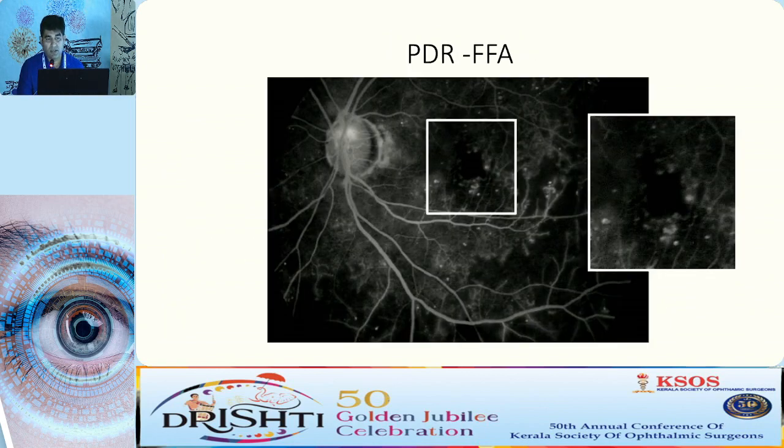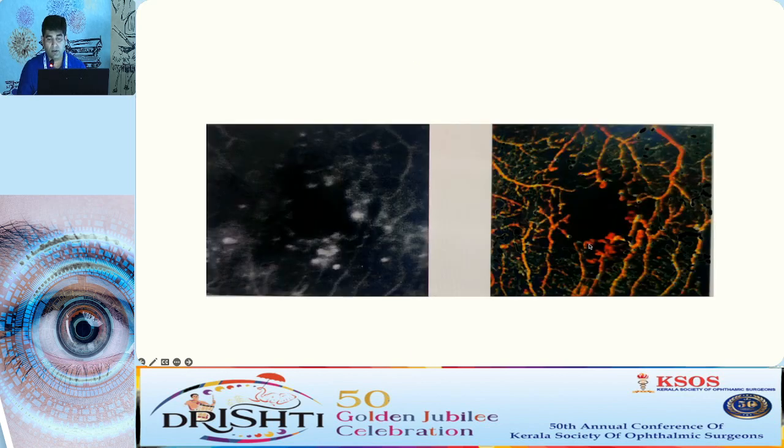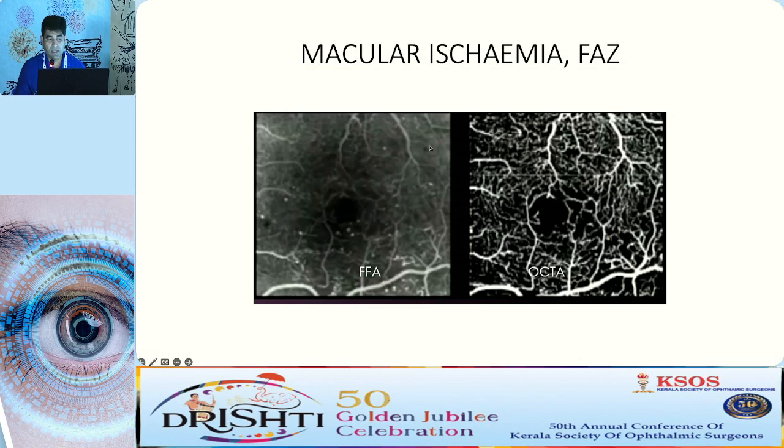So this is a patient showing the fundus fluorescein angiogram. Here you can see there is an increased foveal avascular zone. The same thing with OCTA is also picked up. You can see an increased foveal avascular zone along with the capillary dropout, which shows macular ischemia. This is another photo showing the increased foveal avascular zone in fundus fluorescein angiography, and the same thing is seen in the OCT angiogram.